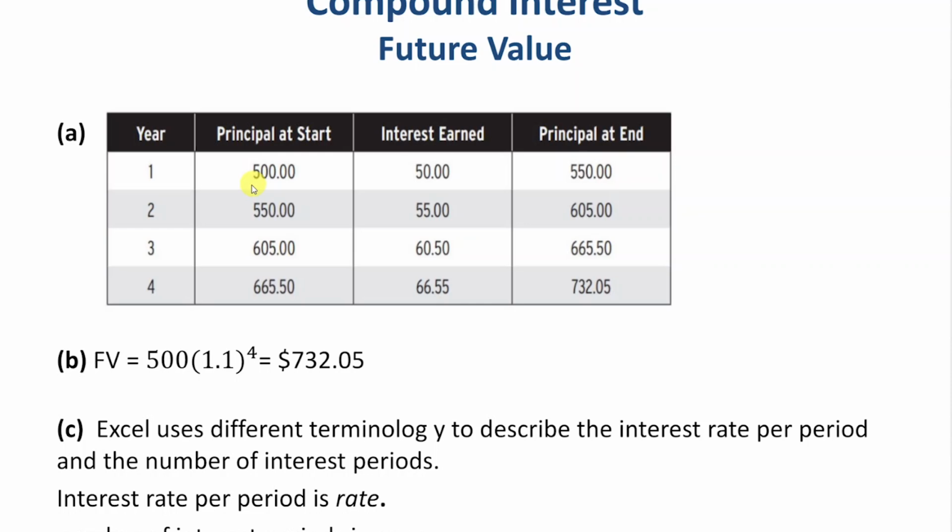So this is principally how we do it. So $500, $50 interest, $550. Then the next period, the principal at the end becomes the principal at the start, and you have the 10% on top, and then again the principal at the end becomes the principal at the start, and you have another interest on top. And then at the end you will need to pay $732.05.